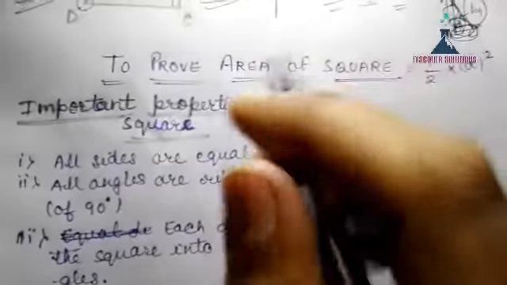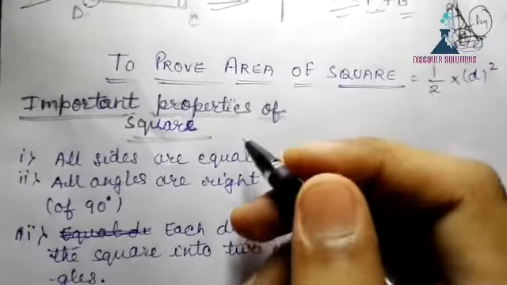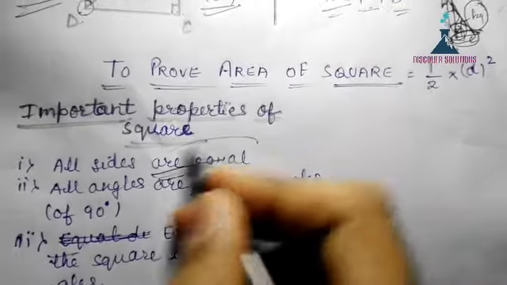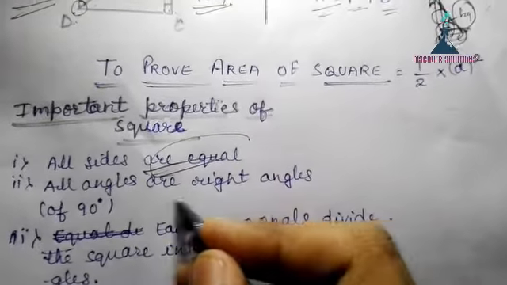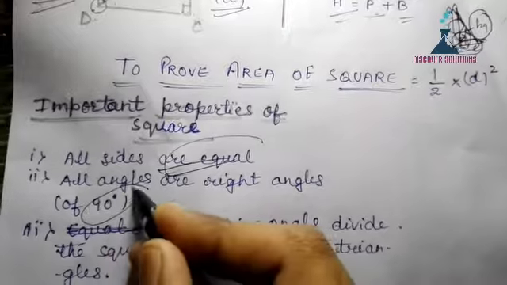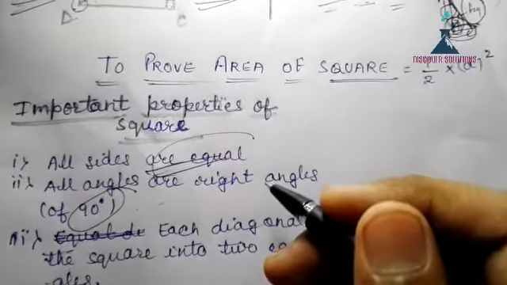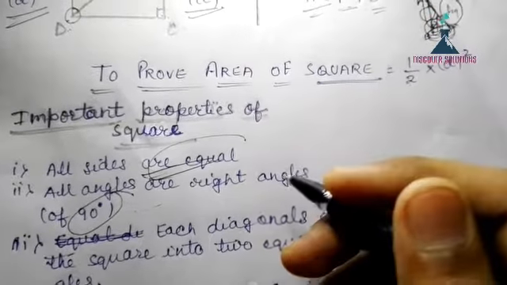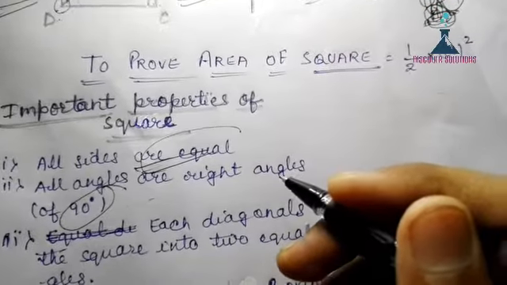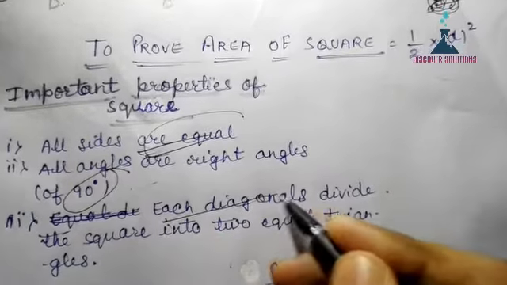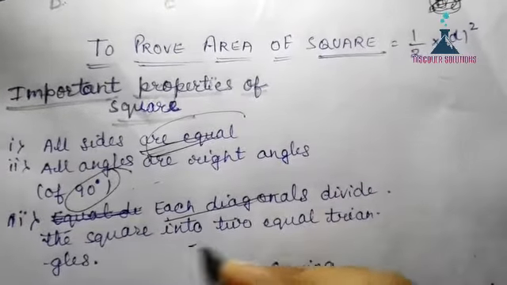And before proving, at first we must know about the important properties that I'm going to use. That all sides are equal, that we all know. In a square all sides are equal and all angles are right angles, that is 90 degrees. And the third property that I'm going to use is that diagonals divide the square into two equal triangles.